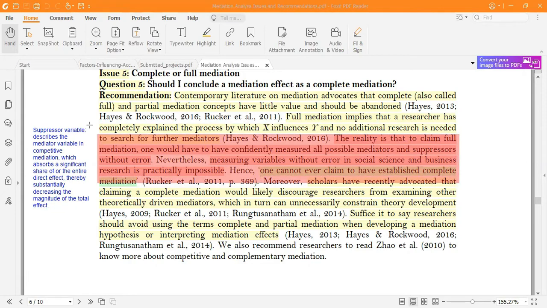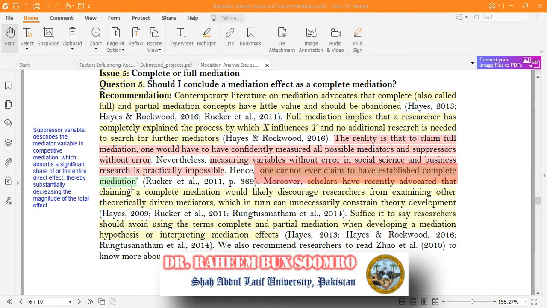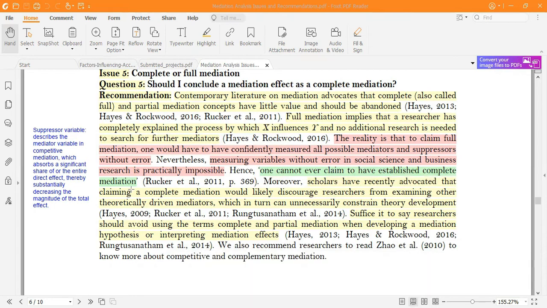So what is a suppressor? Now here is the definition of the suppressor. And here one cannot even claim to have established complete mediation. According to Rucker, one cannot claim that complete mediation has been established. So now we should not use the word complete or full mediation; we say the mediation is there. Okay, more scholars have recently advocated that claiming a complete mediation would likely discourage researchers from exploring other theoretically driven mediators, which in turn can unnecessarily constrain theory development.